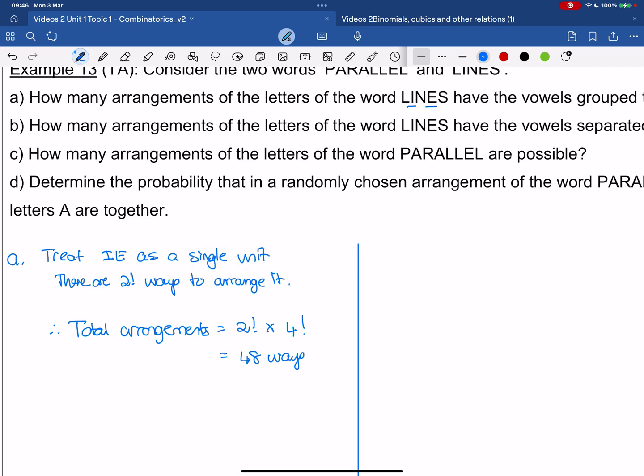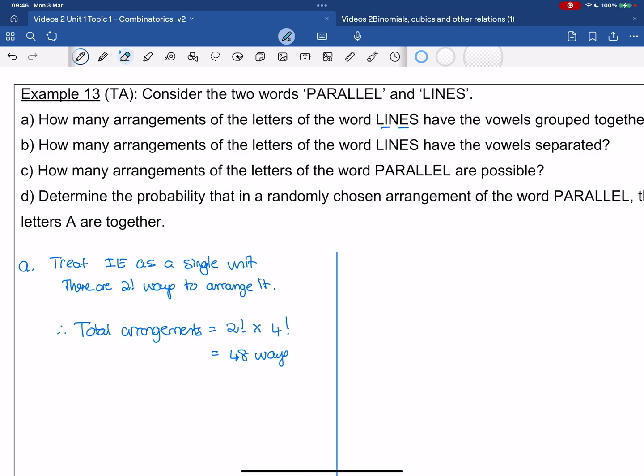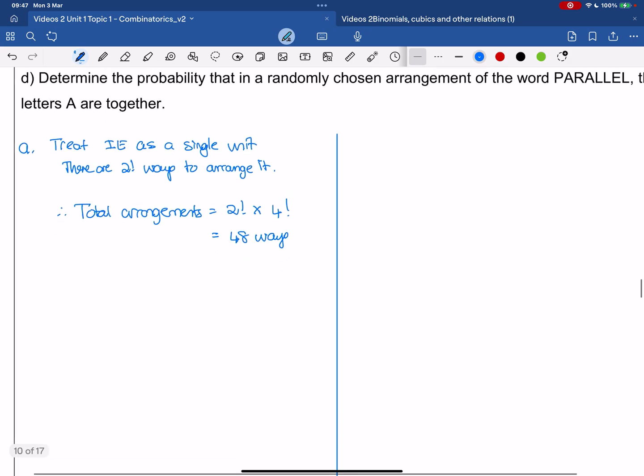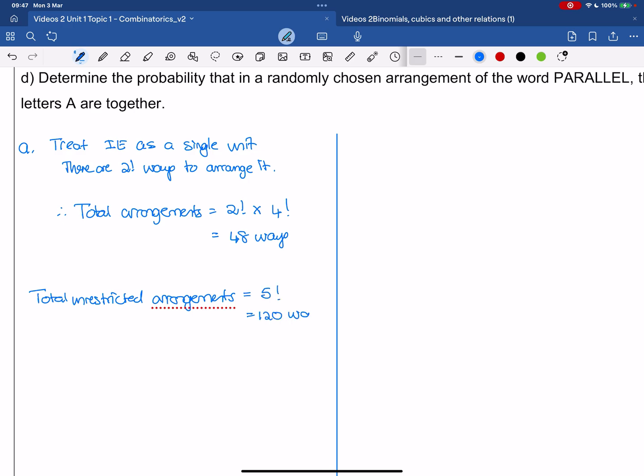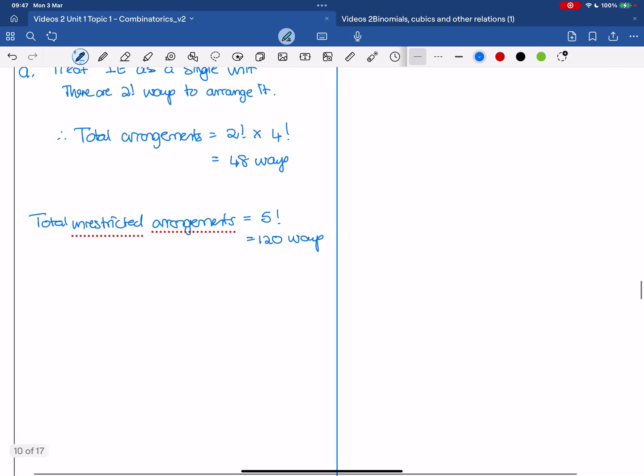All right. How many arrangements of the letters of the word lines have got the vowels separated? Well, similarly to the previous one, if I just figure out how many total permutations I've got and I subtract the ones where I've got them together, that'll be how many I've got separated. So total unrestricted arrangements is going to just be your 5 factorial, which is 120 ways. I've got 5 letters.